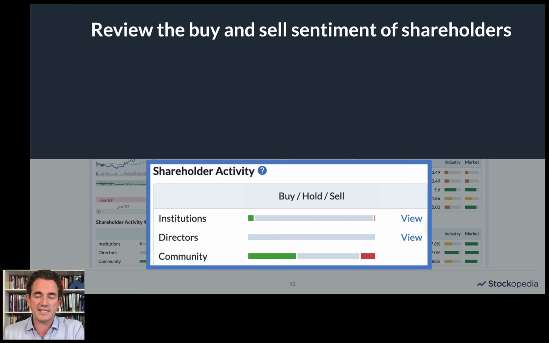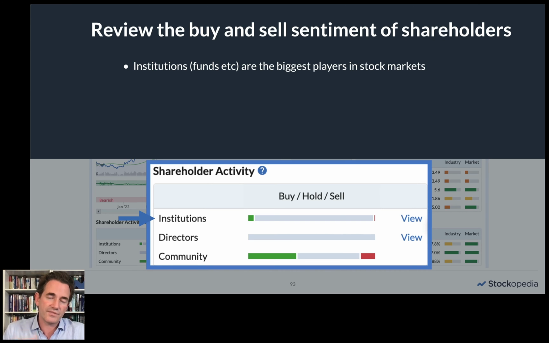We have a database of ownership data and insider director dealings data for global stocks from 2 different sources. And the first thing is the institutions, so funds and fund managers. They're the biggest players in stock markets. And if you can see, like on this chart, a little green flash here, it shows you that institutions have recently been accumulating stock. And red shows they've been recently selling.